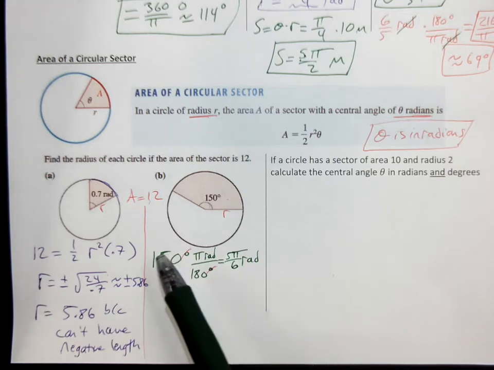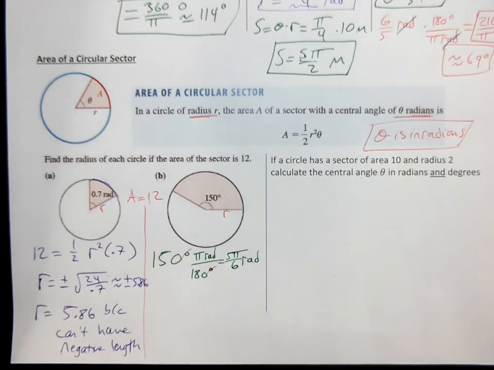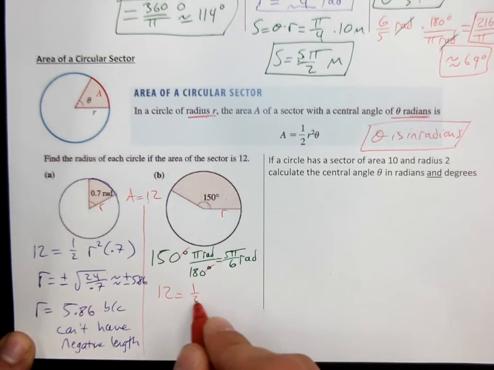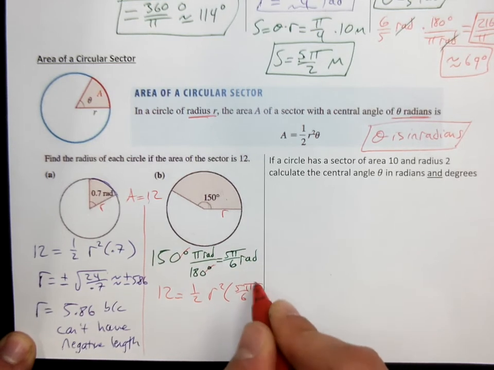And so instead of using 150 in the equation, we just use 5 pi over 6. It doesn't carry any units with us, so we don't use that unit. So anyway, we have 12 equals 1/2 r squared times 5 pi over 6.